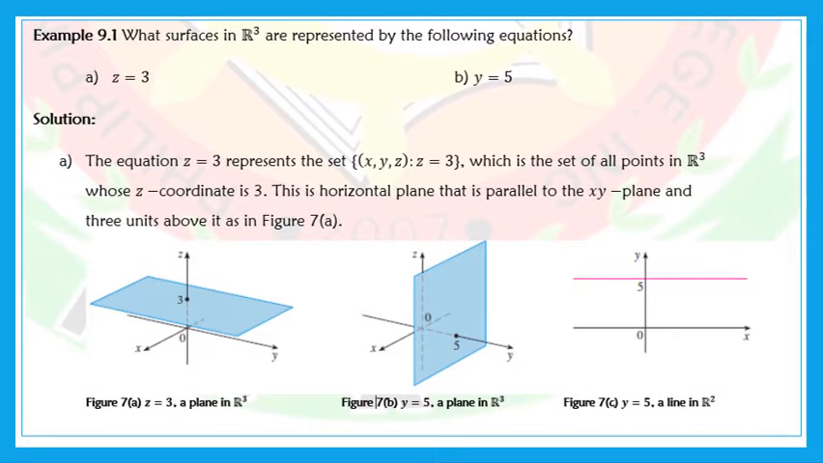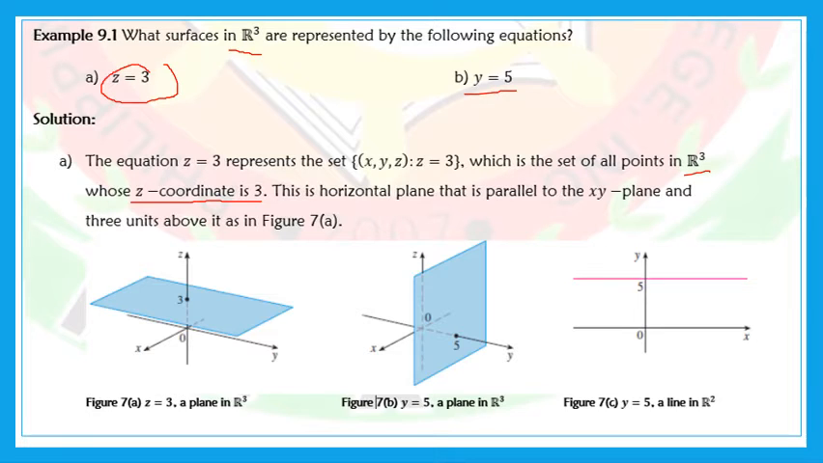Okay, for example, what surfaces in R cubed are represented by the following equations? First is z equals 3, in surface ha, 3 dimension. And then the second one is y equals 5. So unahin natin yung z equals 3. The equation z equals 3 represents the set of x, y, z such that z equals 3, which is the set of all points in R cubed whose z coordinate is 3. Ibig sabihin, ang z coordinate natin ay 3.